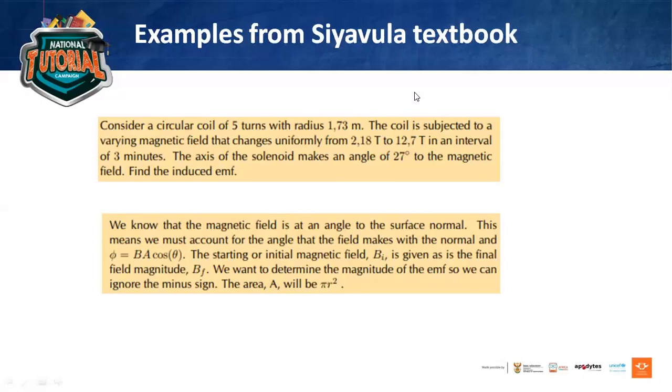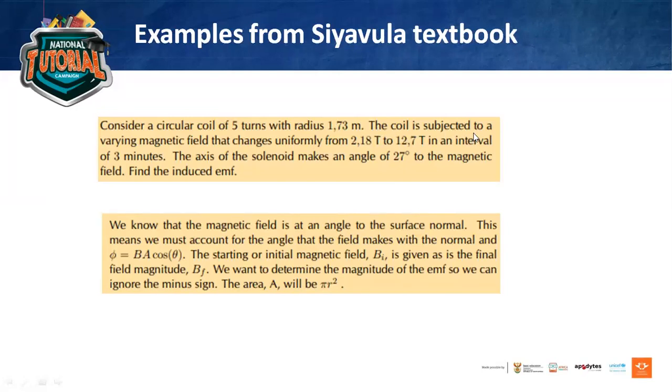It says, consider a circular coil of 5 turns. Okay, so already you start by writing your givens. Remember we've got EMF equals N times change in flux divided by change in time. So we've got a circular coil of 5 turns with a radius of 1.73 meters. Okay, so we've got our N and we've got our r.